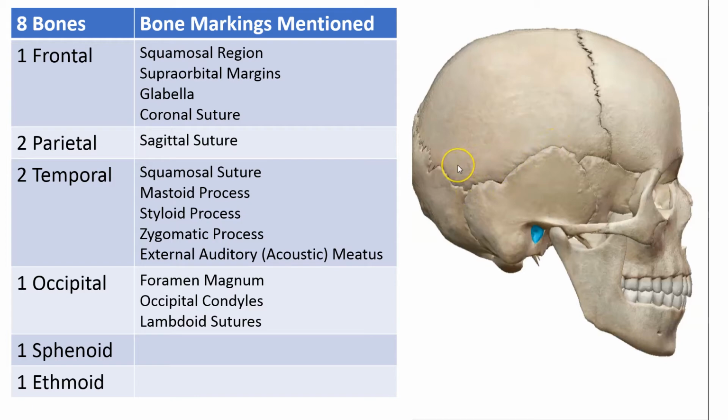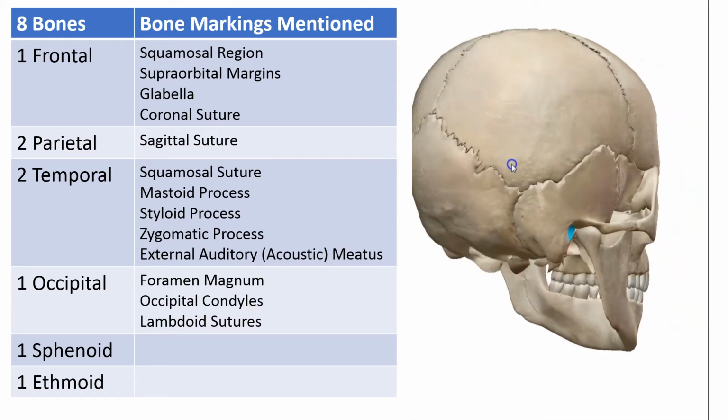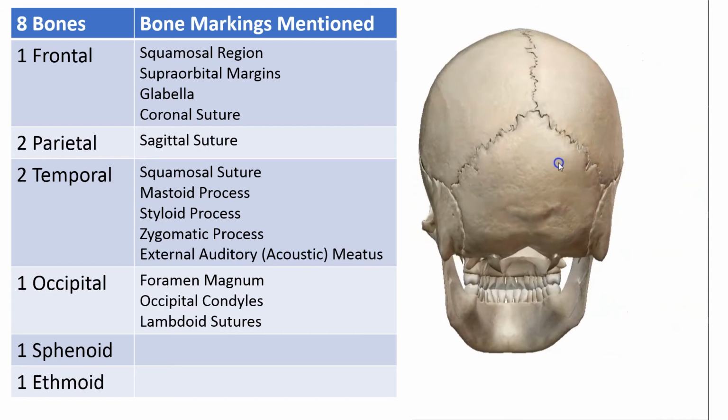Our next bone is the occipital bone. The occipital bone forms the posterior portion of the skull, and it articulates with the parietal bones through a very special suture called the lambdoid suture. The lambdoid suture is this V-shaped suture that you see right here.